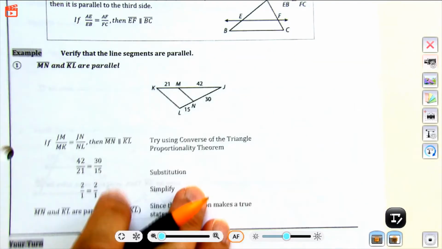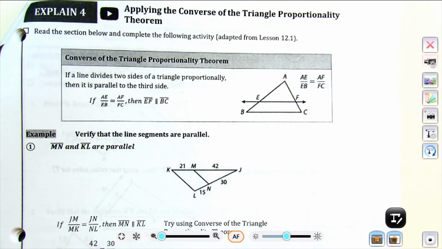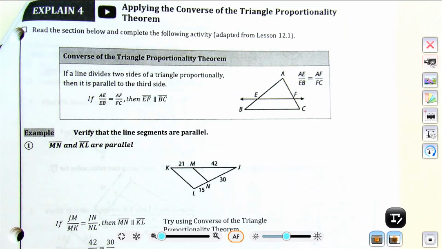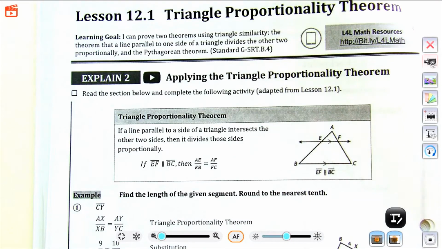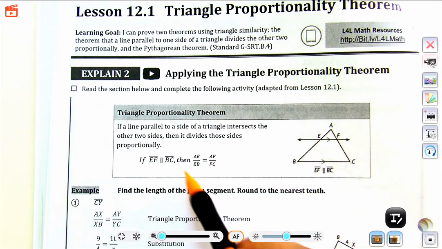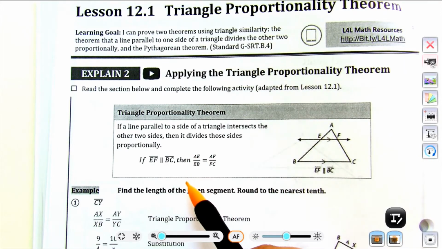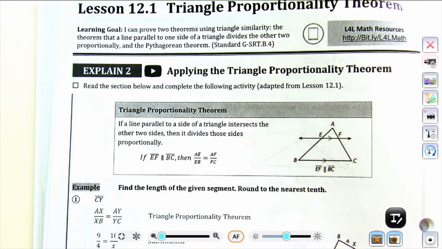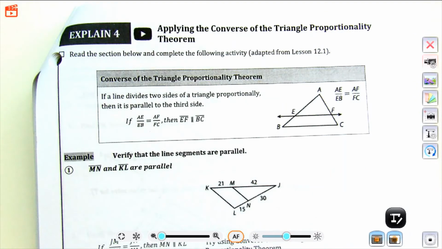Okay, so now the last part of this lesson, we're going to look at the converse of the triangle proportionality theorem. Now, when you see the word converse, think of opposite. Going back to the triangle proportionality theorem, if we knew these lines were parallel, then I would be able to use this proportion. Well, with the converse, we're trying to prove if the two lines are parallel.